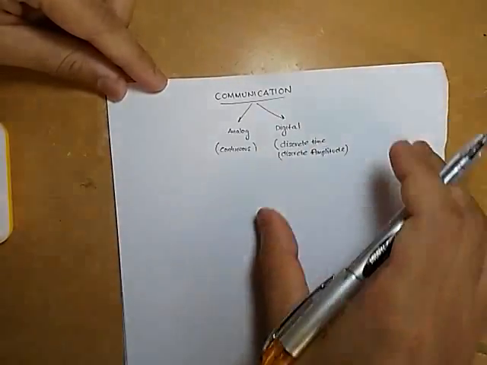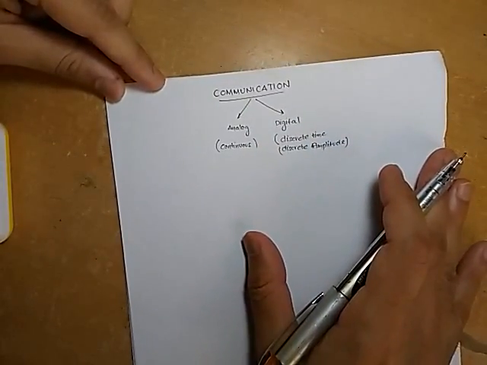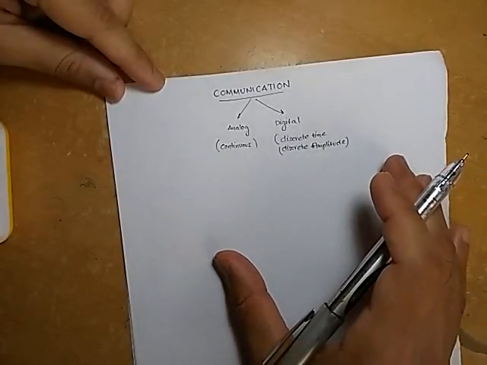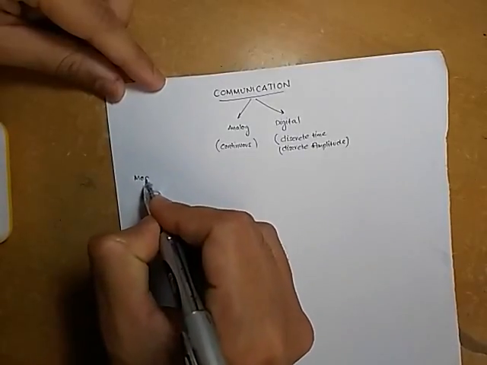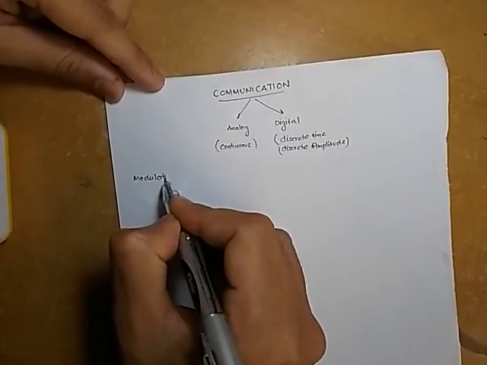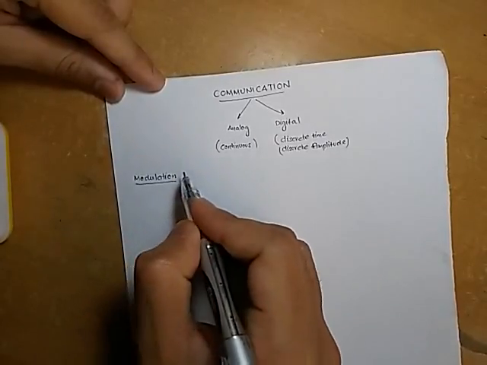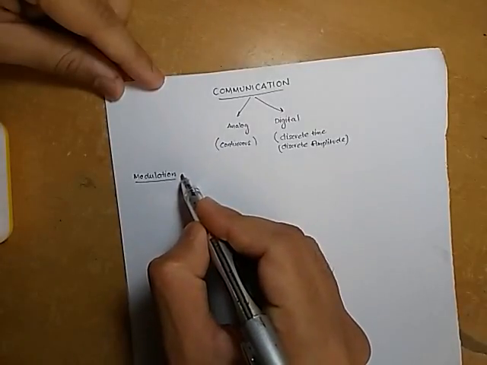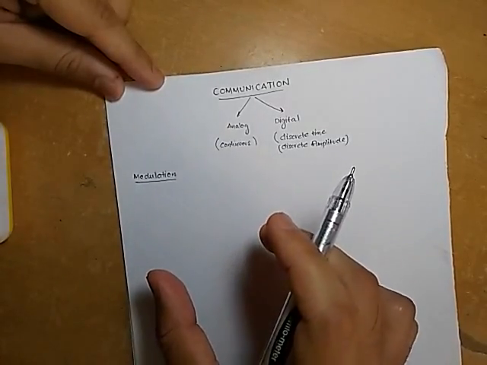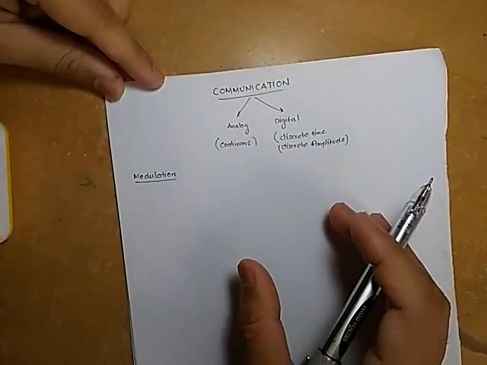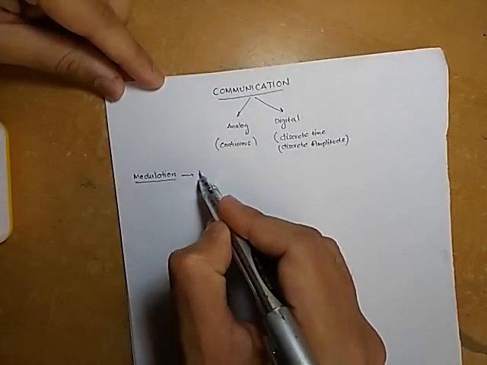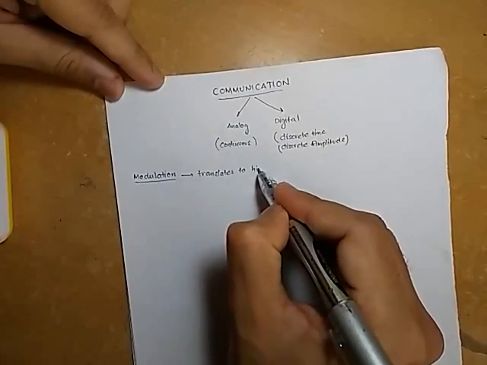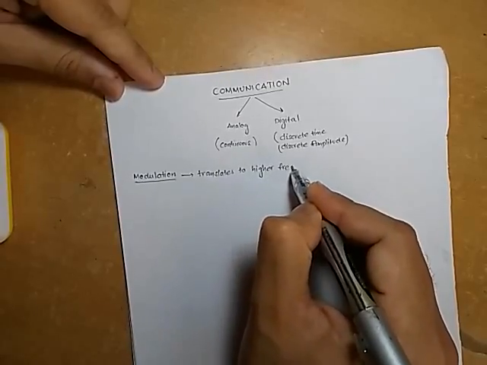So what we basically do in communication is we have a message signal and we transfer it to some other place by using modulation. So what is modulation? This is actually the first session, so we will talk about basic things. In modulation, we try to translate the message signal to a higher frequency.